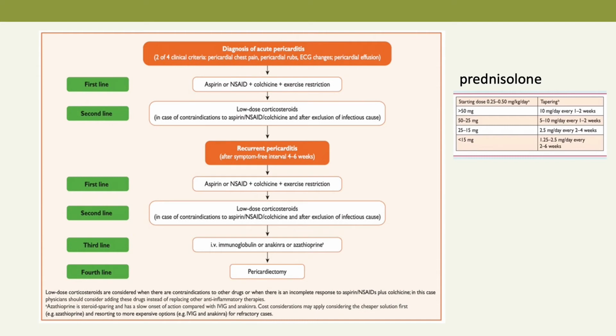Recurrent pericarditis, i.e. if after a symptom-free interval of 4 to 6 weeks the pericarditis comes back, again you would try aspirin or a non-steroidal and colchicine plus exercise restriction, then low dose steroids followed by IV immunoglobulin or anakinra or azathioprine as immunosuppressive agents. Fourth line would be referral and planning for a pericardiectomy.